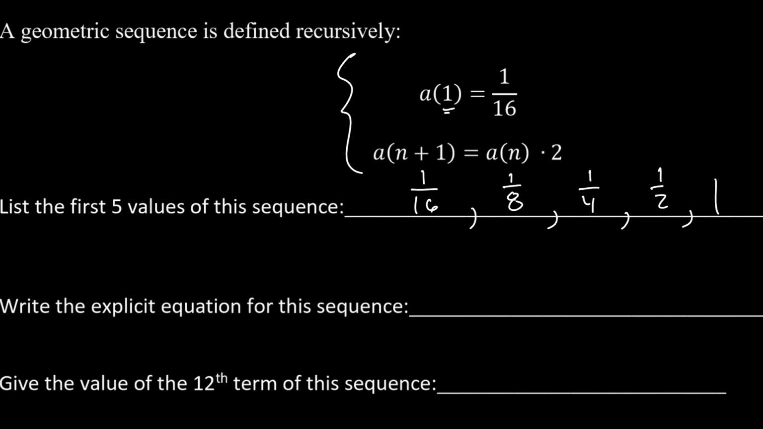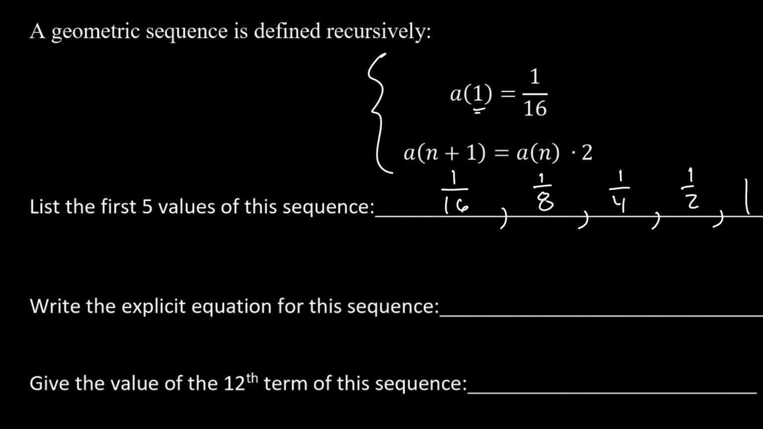So I think that's the first 5 terms: 1/16, 1/8, 1/4, 1/2, and then 1. Next it says, write the explicit equation for this sequence. Well, this is a geometric sequence, right? We know that this sequence is just limited to these precise values.